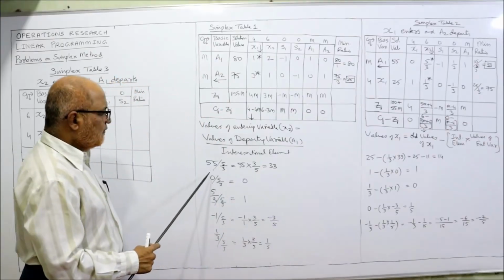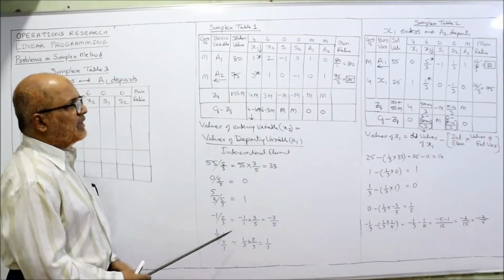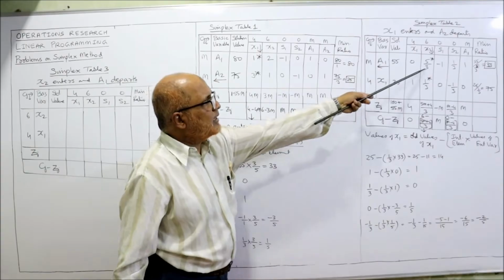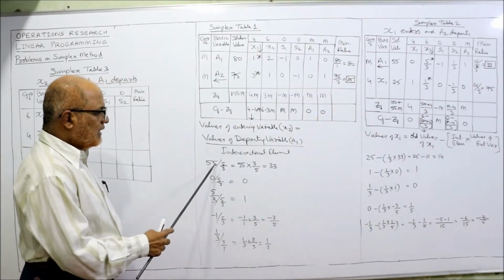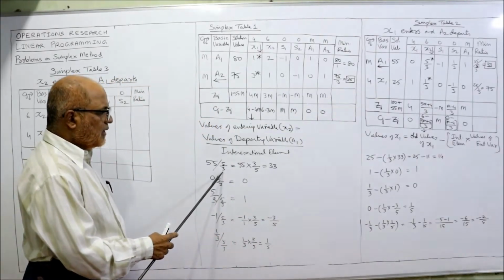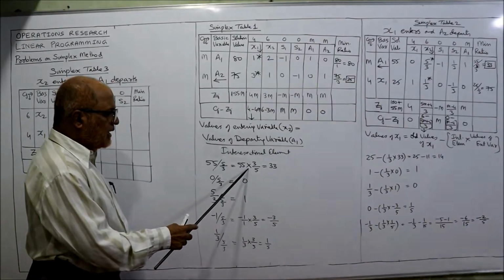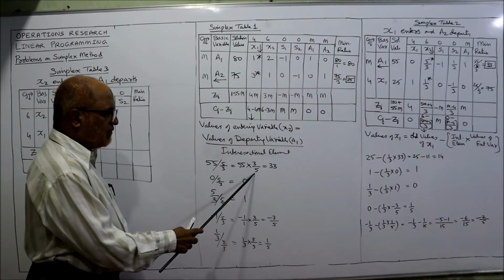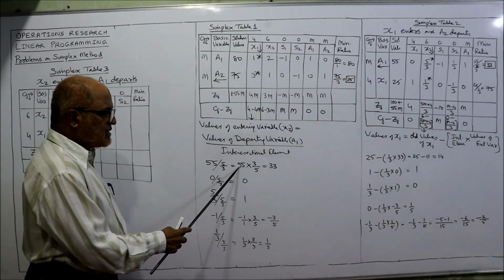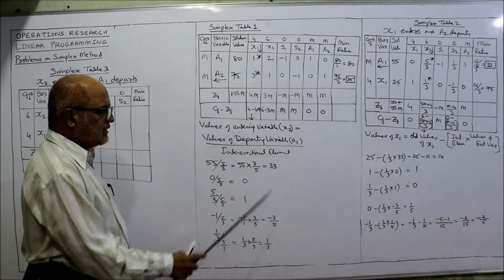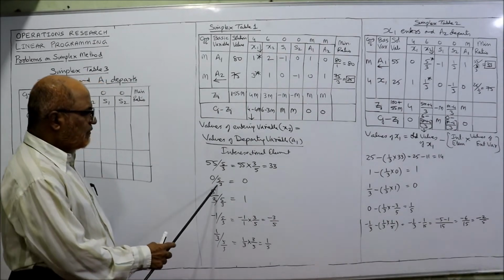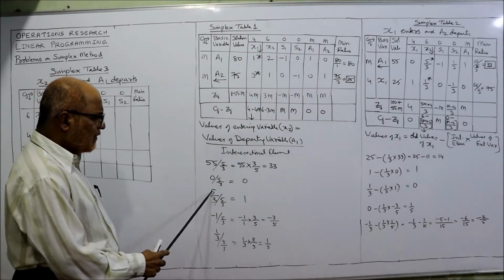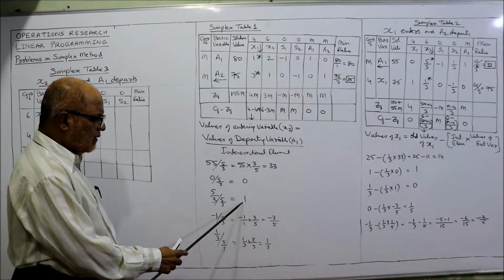So here 55, 0, 5 by 3, minus 1, 1 by 3. And intersectional element is 5 by 3. So 55 divided by 5 by 3. If we make it multiplication instead of division, it will become inverse. 5 by 3 will become 3 by 5. 5 ones are 5, 5 11s are 55, so 11 3s are 33. Then similarly 0 divided by 5 by 3 is 0. 5 by 3 divided by 5 by 3 is 1.